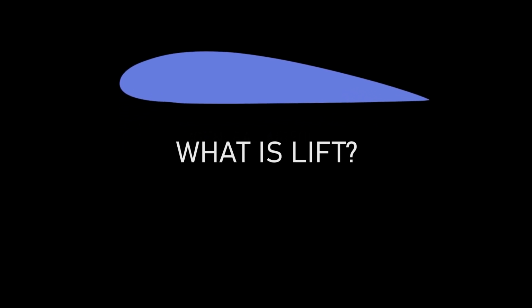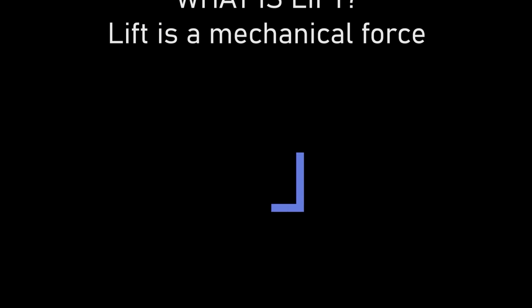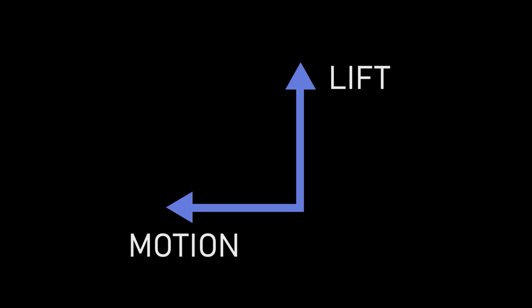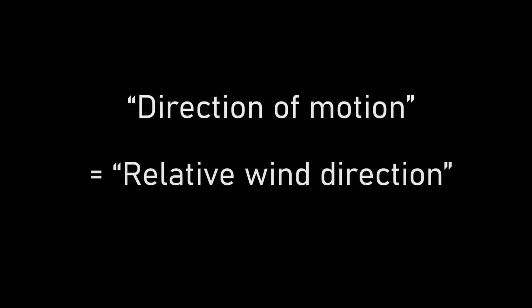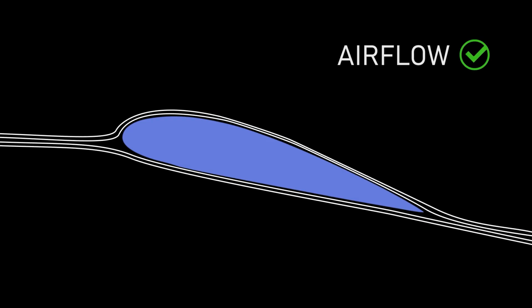First of all, you should understand exactly what the word lift means. Lift is a mechanical force that acts perpendicular to the direction of motion. Now, this direction of motion I'm talking about can also be called the relative wind direction, which I showed you earlier in the video. It is important to note that lift cannot occur if there is no airflow, and furthermore, lift cannot occur if the airfoil or wing is not in contact with the airflow.